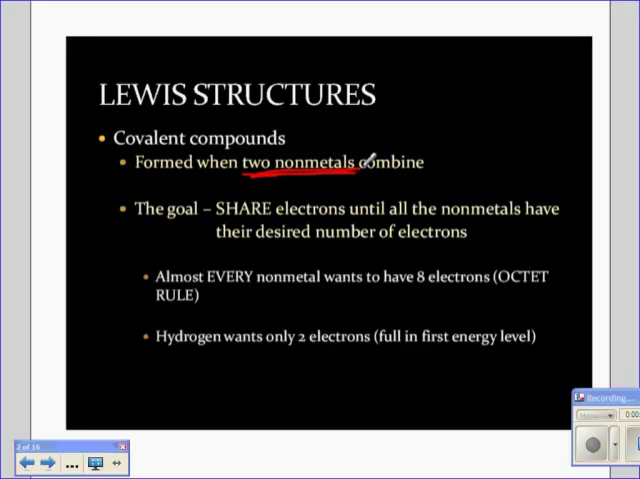And what every single nonmetal is trying to do in the compound is share electrons to give it what it wants. And what it wants almost all the time is to make sure in your Lewis dot diagram everyone has 8, except for hydrogen. Hydrogen wants only 2 because it's in that first energy level, so 2 is full in the first energy level. But for the most part, what you're going to do at the end is look at your picture and make sure everyone has 8.